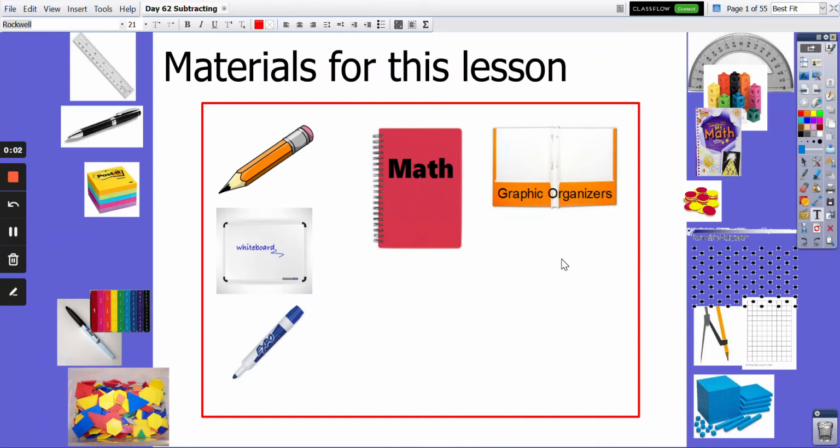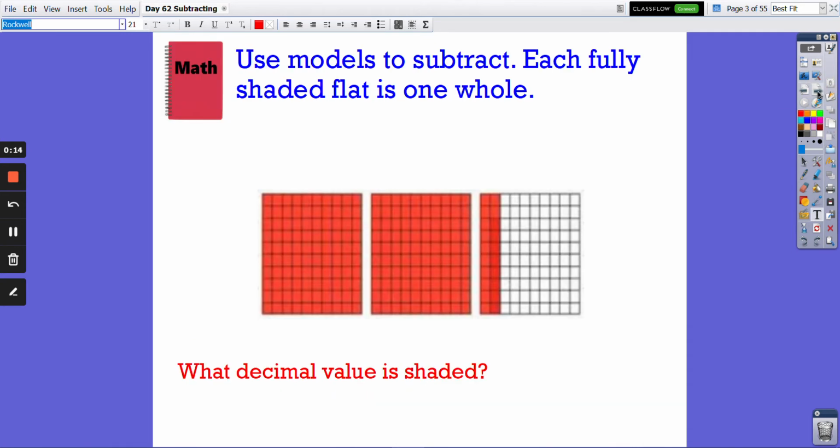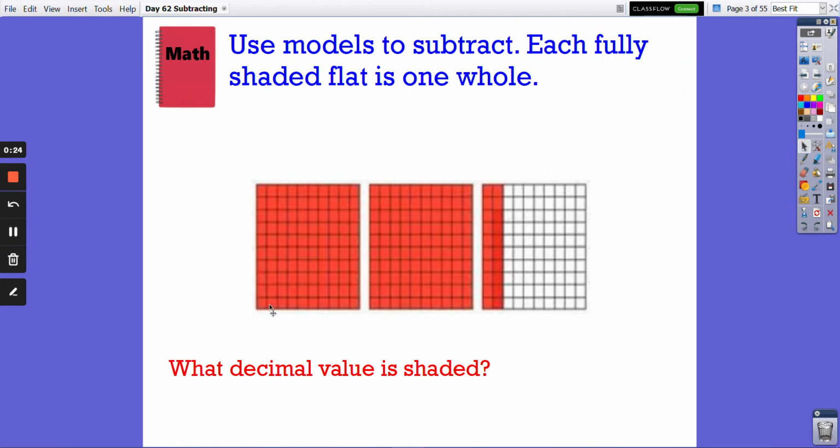Alrighty, here we are, and we are going to be subtracting decimals using models. On our first problem in our notes, we will use models to subtract. Each fully shaded flat, that's one of these big boxes here, is one whole. So here we have one whole, we have a second whole, okay? Currently, what decimal value is shaded?